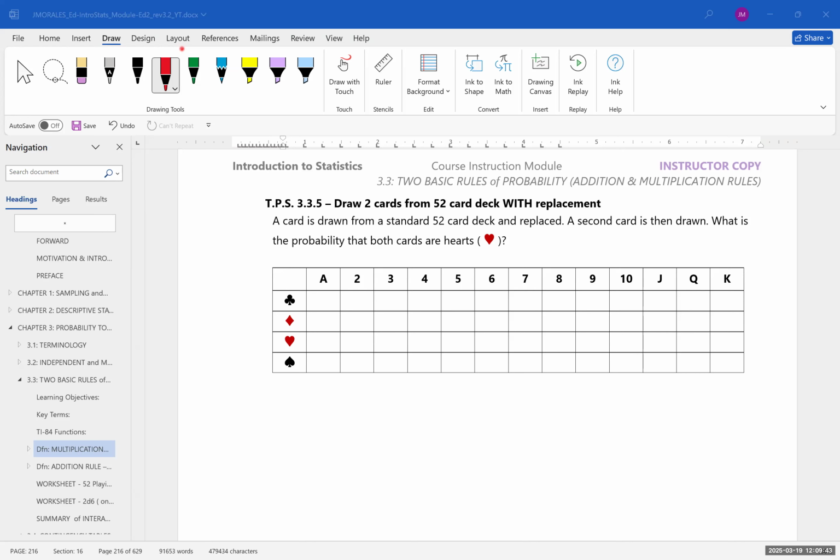So this is drawing two cards from a 52 card deck with replacement. A card is drawn from a standard 52 card deck and replaced. A second card is then drawn. What is the probability that both cards are hearts?